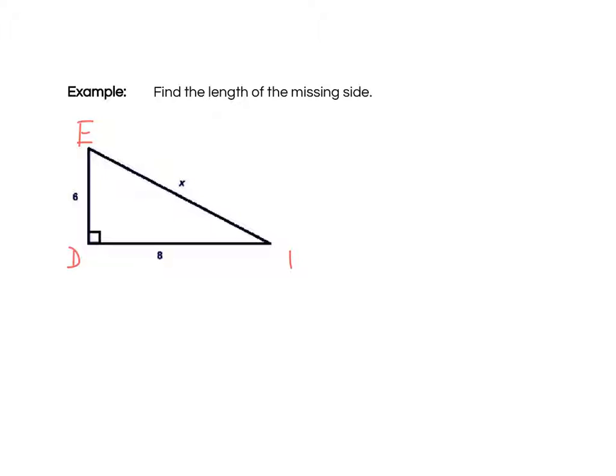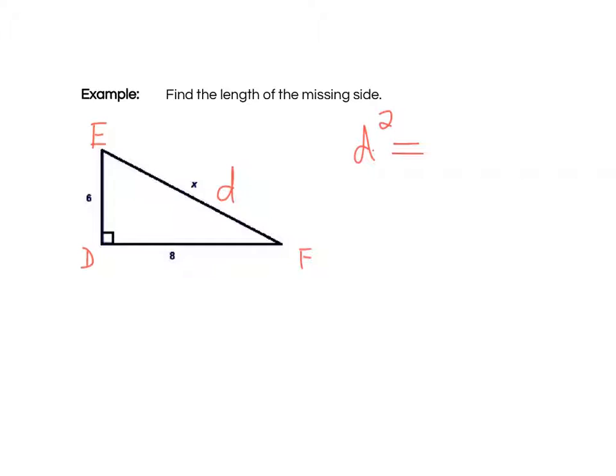Let me get rid of some of this. So this was F. So now when I look at this, I'm going to say, all right, well, D is my hypotenuse, so D squared is equal to, and I have this is F, and this was E, so F squared plus E squared.